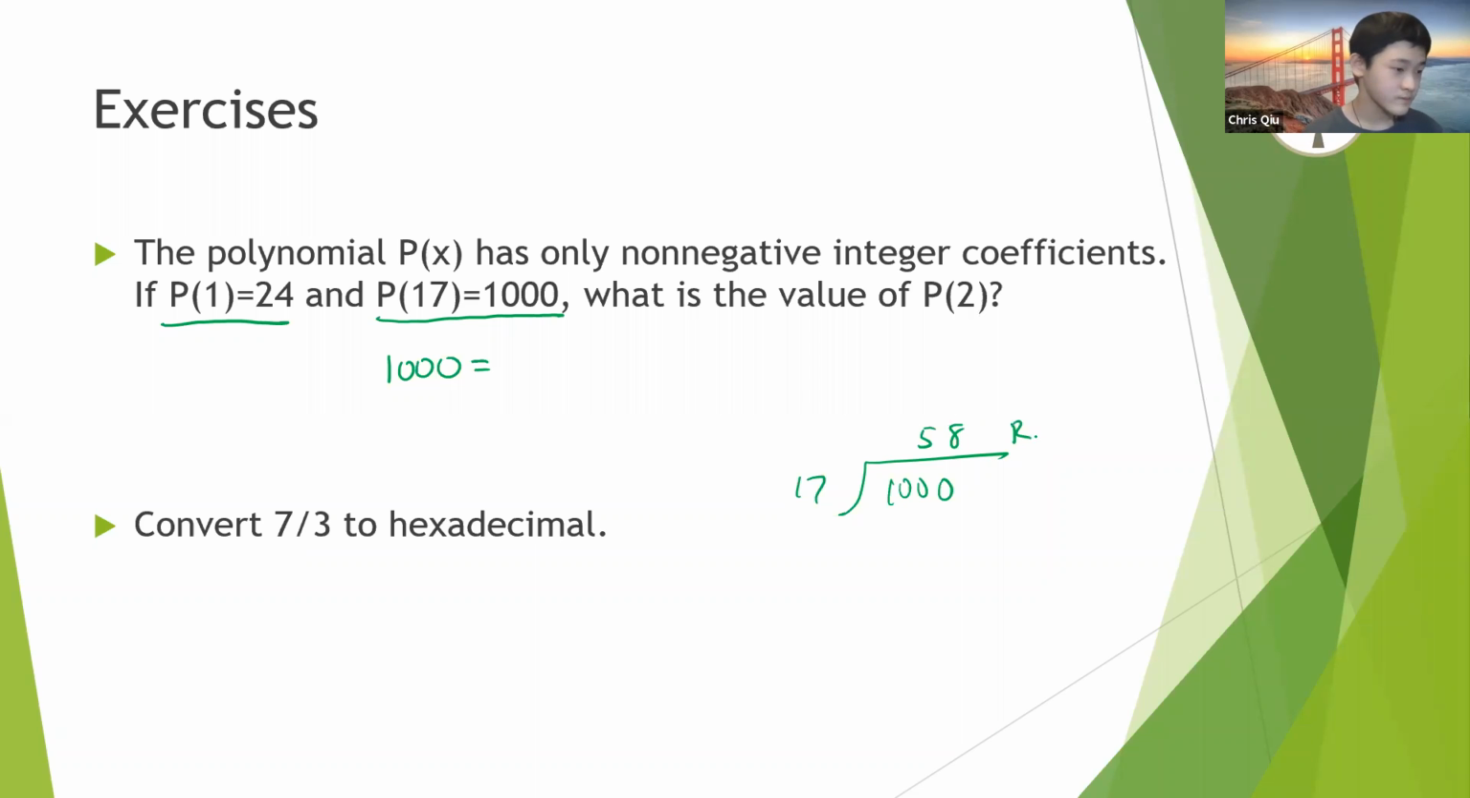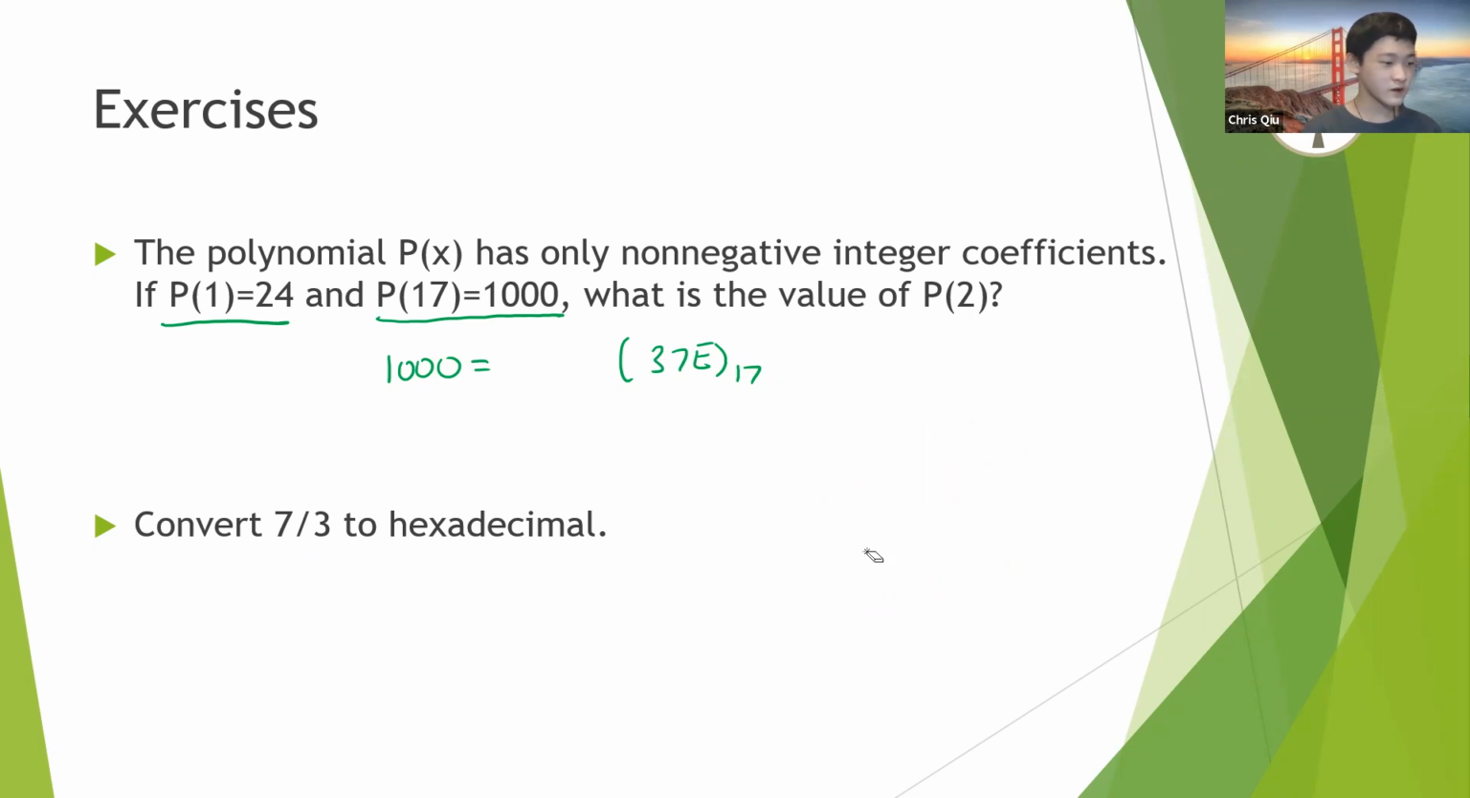And the remainder will be 14. So our units digit will be 14, and 14 is E. Then we can take our quotient 58 and divide this by 17, and we'll get quotient 3 and remainder 7. So our 17th digit will be 7, and then our 17 squared digit will be 3. So our base 17 representation is going to be 3, 7, E.